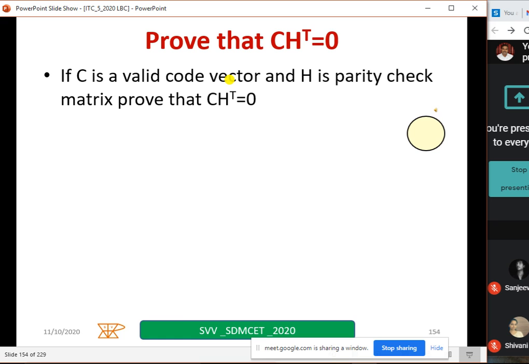Hope all of you have copied this. I'll give another few seconds for you. If C is a valid code vector and H is a parity check matrix, prove that CH transpose equal to 0. In general, you have to do it. Using examples, you have done it already many times. Now you have to do it using a general case. So let me go to the steps.